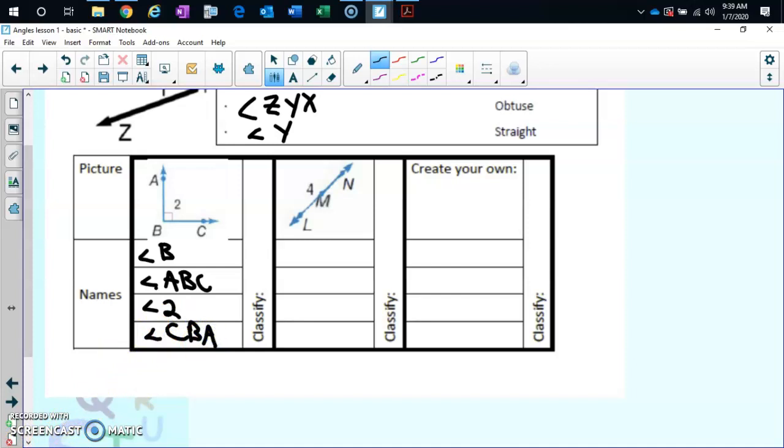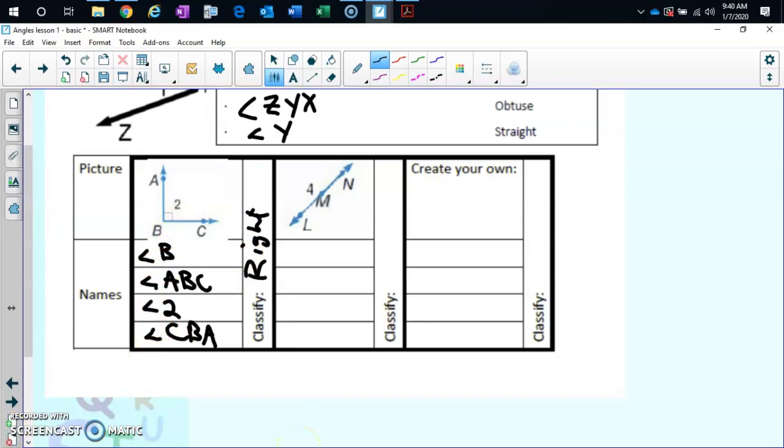What type of angle is that? How do we classify that? Well, what's that called? What's the word? It's 90 degrees. That is a right angle. How do we know it's right? Because that little box in the corner, we do not eyeball it. All right.